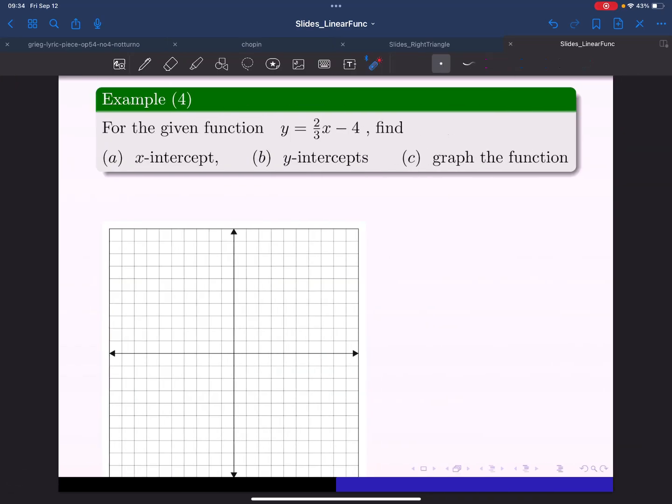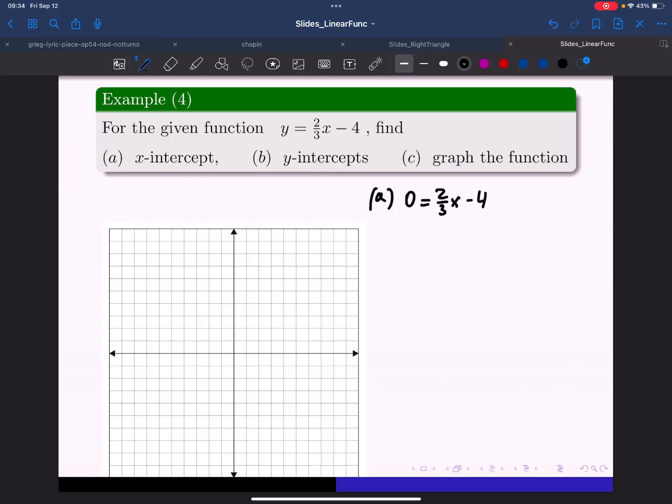Example 4 is exactly the same. We have 2/3 x minus 4. We need to find the x-intercept, y-intercept, and graph the function. So as before, to find the x-intercept, we set it equal to 0. We have 2/3 x minus 4 is equal to 0. We can bring the 4 over to that side.